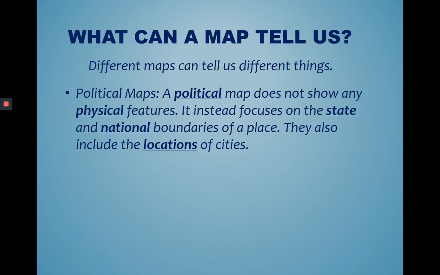First type of map we're going to discuss are political maps. A political map does not show any physical features. It instead focuses on the state and national boundaries of a place. They also include the locations of cities. So political maps focus on political features, boundaries, cities, capitals.